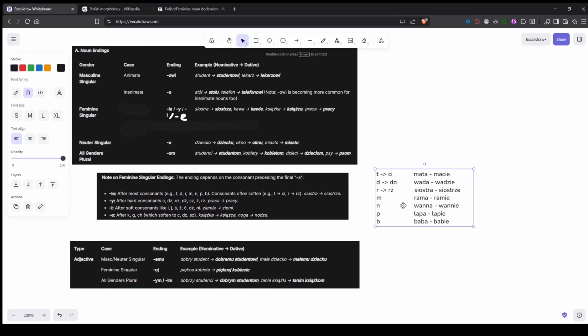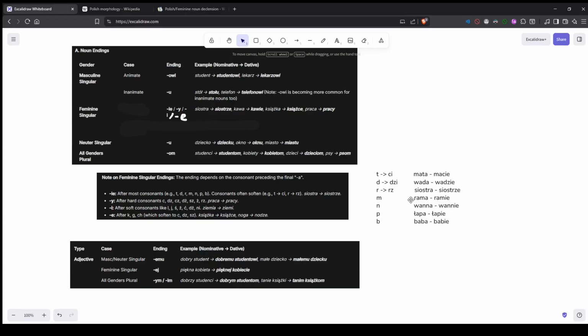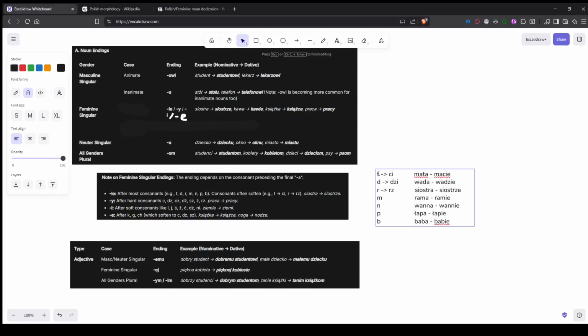So I have made this table while waiting for the neighbors to stop. Basically, when there is a T, D, or R as the last consonant, there will be some changing or just softening of the sound, okay? So for example, you have the word mata. In the dative, it would be macie. So T is transformed into chi, okay?